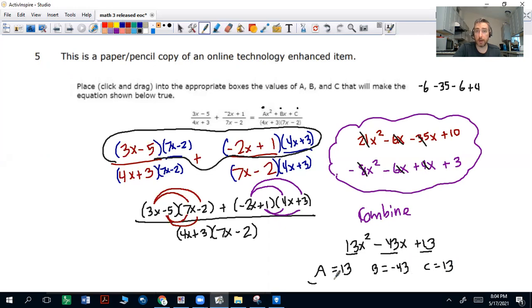So now you have your values. And you've answered the question. This question wants to know A, B, and C. You've gotten that numerator, so that's going to replace this, and you have your A, B, and C.